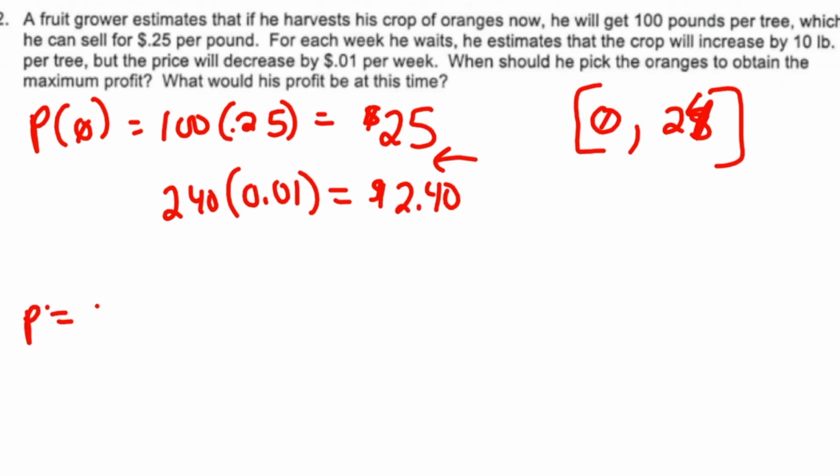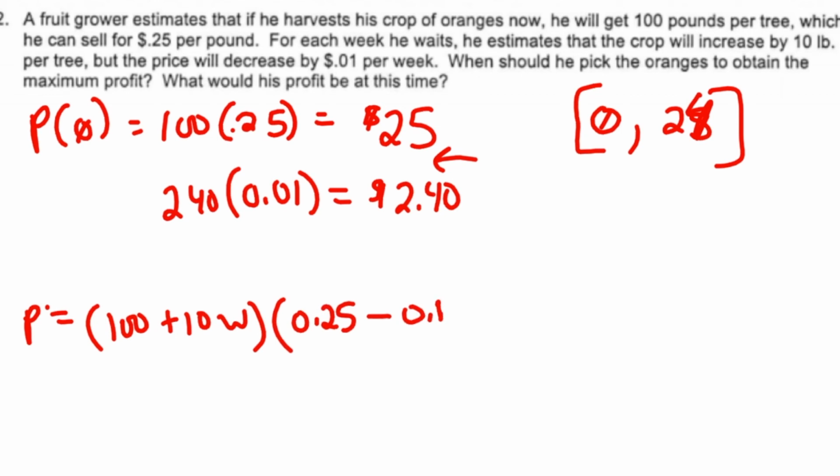So our profit formula, we're starting with 100 pounds. Every week, this amount is increasing by 10 pounds. So plus 10, we need a variable. I use W for weeks, the number of weeks. So it's going to be increasing by 10 pounds per week. And then we look at the amount we're getting, which is 25 cents. And we're subtracting from this 1 penny per week.